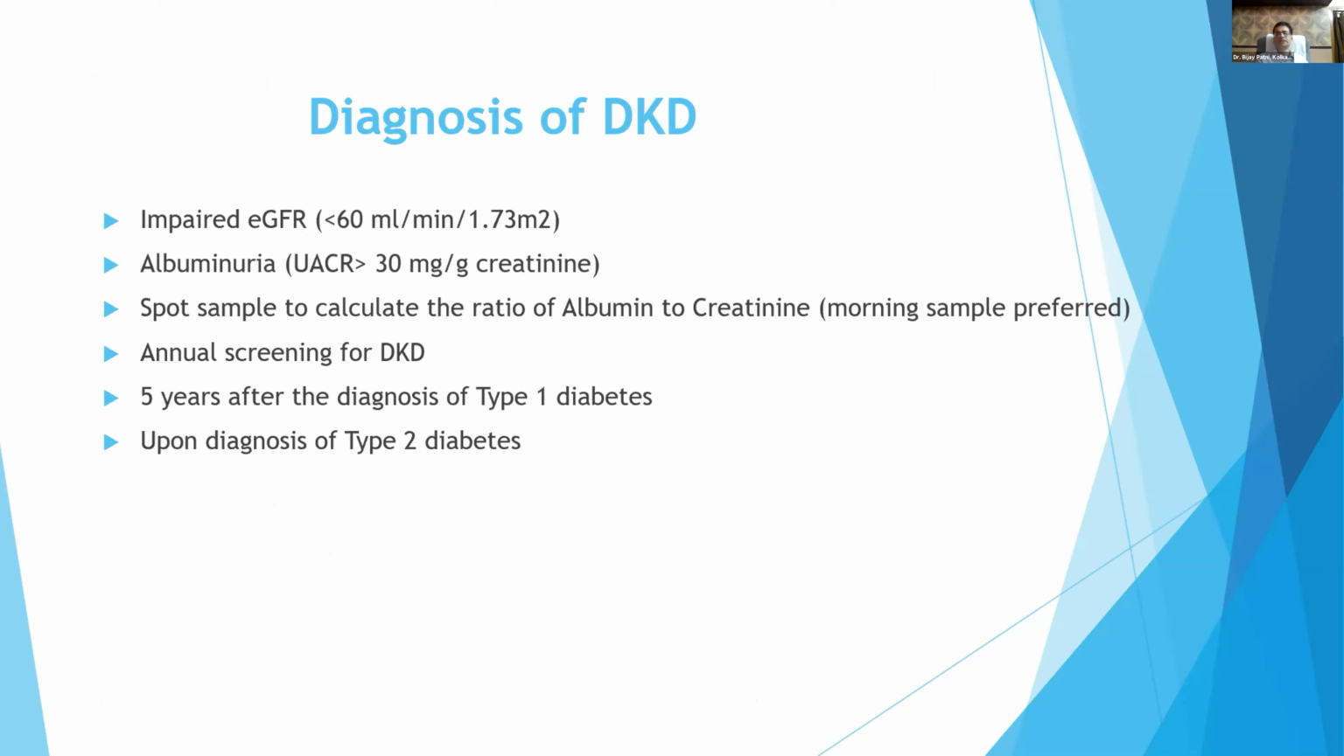So how do we diagnose DKD? The CKD diagnosis needs to be made by eGFR or by albumin level, and a spot sample can be taken because that's much simpler. Obviously, there were pitfalls which Dr. Hertzforden has enumerated very well, but that's very important. I need to understand when you need to screen for DKD in the type 1 and type 2 population.